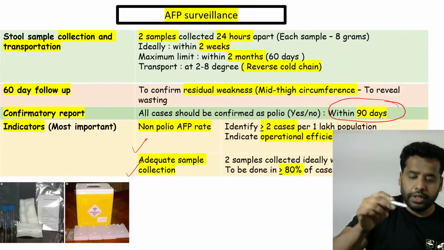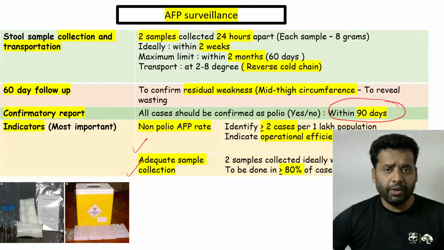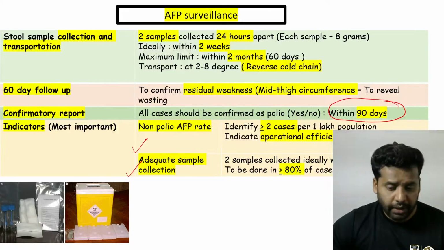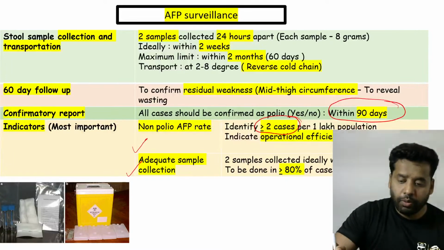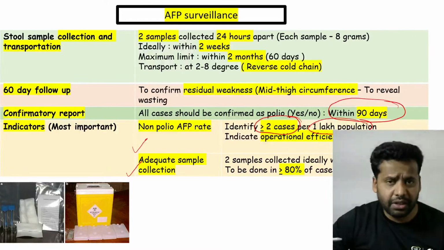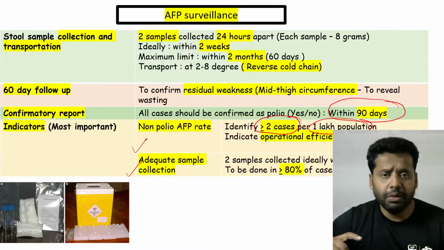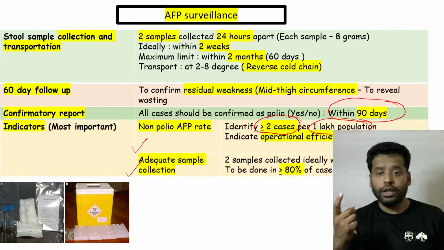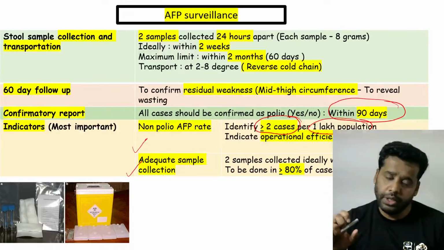Indicators, you should remember two things. One is the non-polio AFP rate. Meaning AFP can be anything. What is AFP? Transverse myelitis, traumatic neuritis. It can be anything. But you have to detect AFP cases. At least 2 cases per 1 lakh population. There are so many cases, I'm telling. Around 4, 5, sometimes 7, 8 cases will happen. Guillain-Barré syndrome, transverse myelitis, trauma is very common, but identify 2 cases. Before the guideline was 1, now it is 2. Keep it in mind, it is 2. 2 cases per 1 lakh population you have to detect.